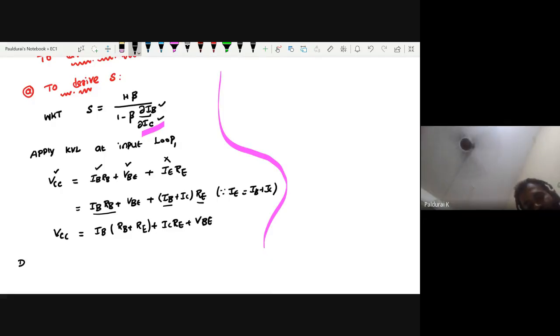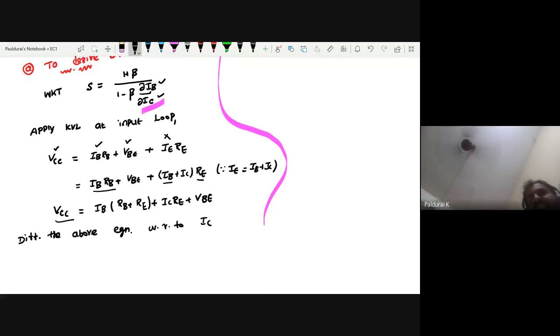So now differentiate the above equation with respect to IC. What is the differentiation of VCC with respect to IC? It gives 0. So the differentiation of IB with respect to IC: here RB plus RE is constant, plus the differentiation of IC with respect to IC times RE, plus the differentiation of VBE with respect to IC, which is 0.